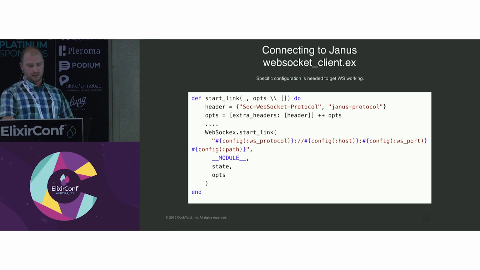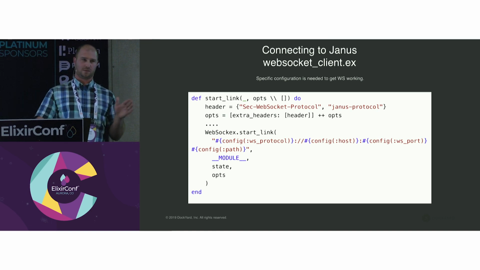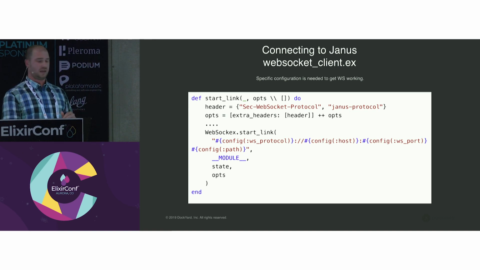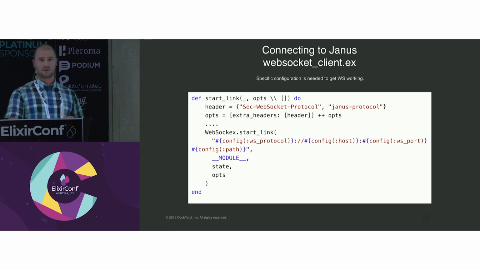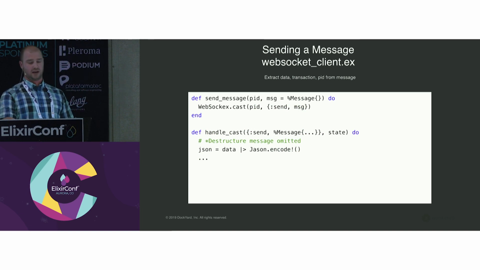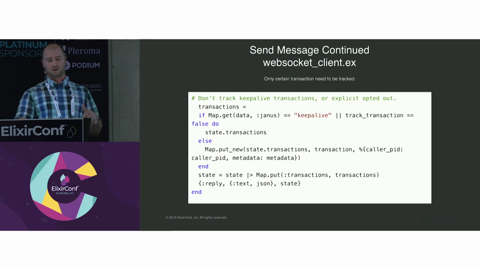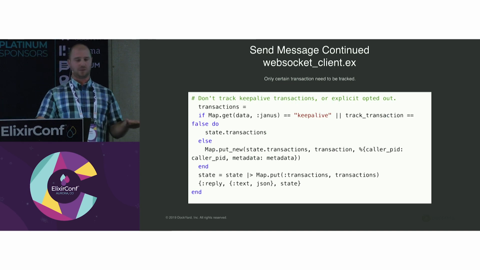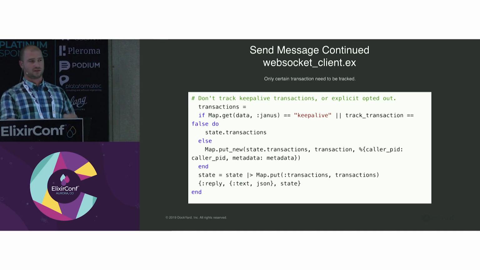All right, this one in particular I lost a little time on. You have to set a special header. It's included in the docs, but it's not super obvious, and if you don't set this header correctly, you won't be talking to Janus. And so this is the sending of the actual message. There are a few things in particular here. By default, I explicitly don't track keep alive messages because a session needs to do a keep alive, so there's no reason to track those transactions or the acks.